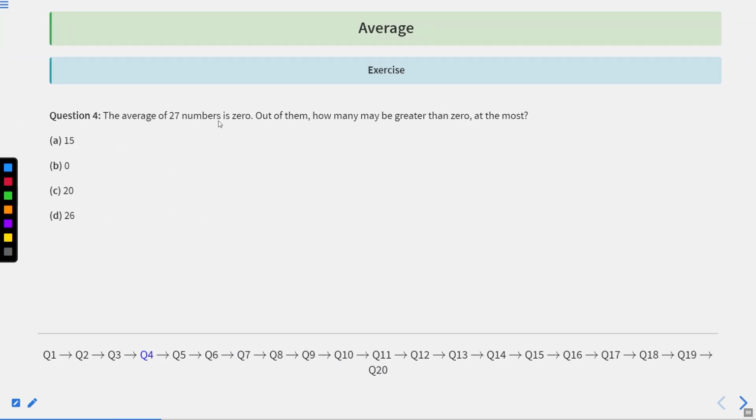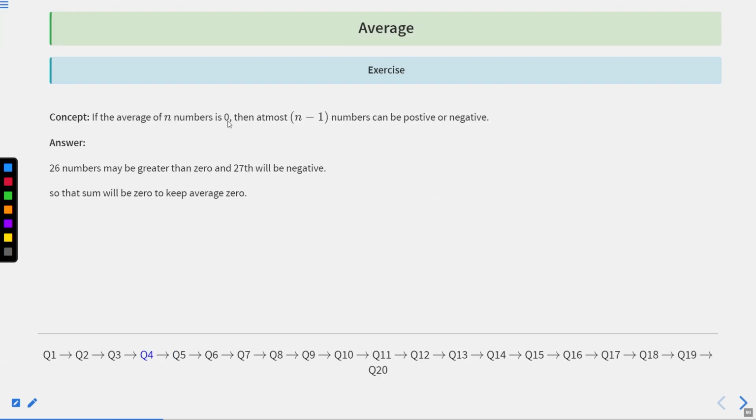The average of 27 numbers is 0. Out of them, how many may be greater than 0? At most, at the most. So we have 27 numbers and their average is given to be 0. So out of them, how many may be greater than 0?